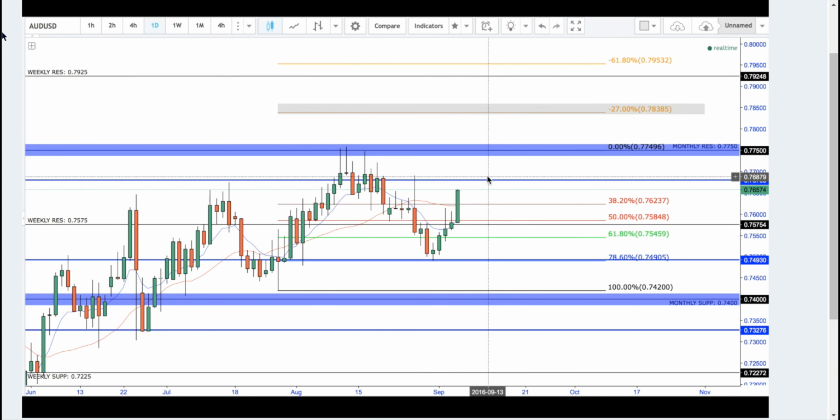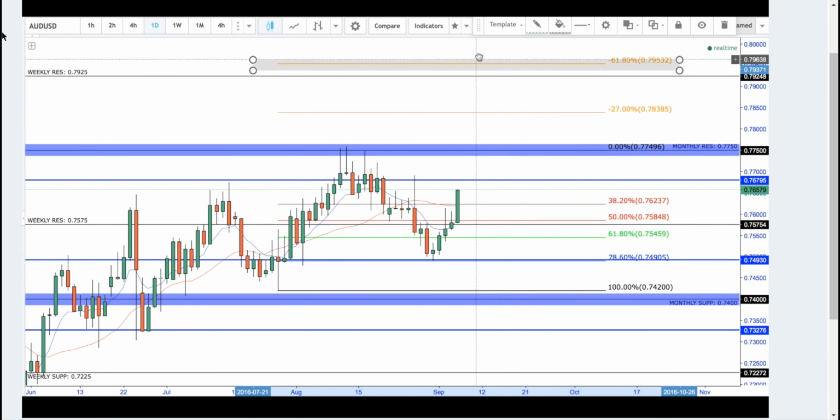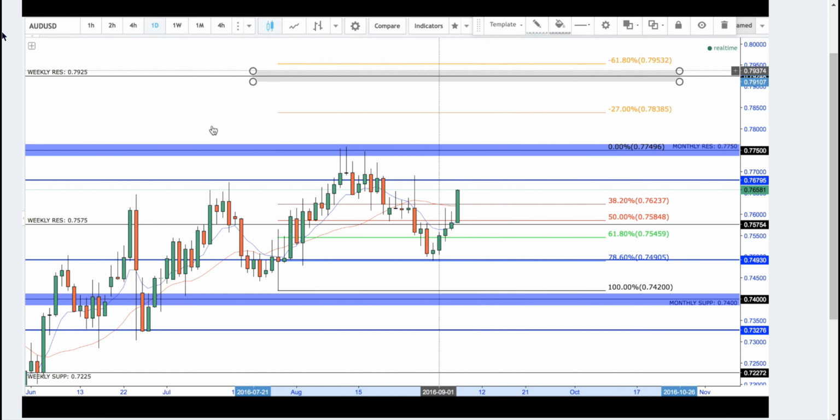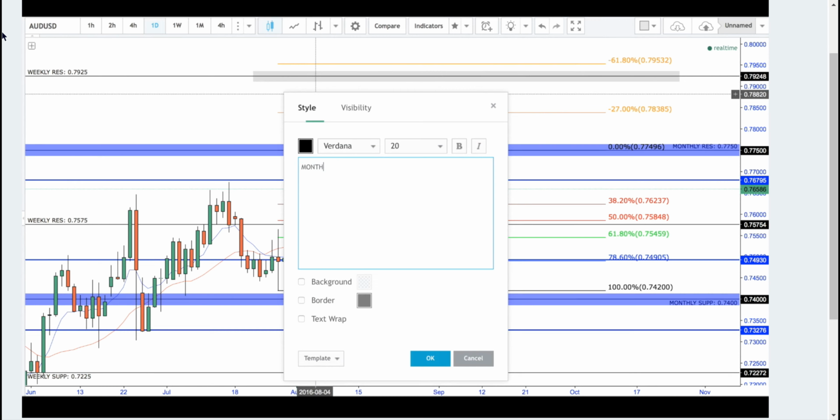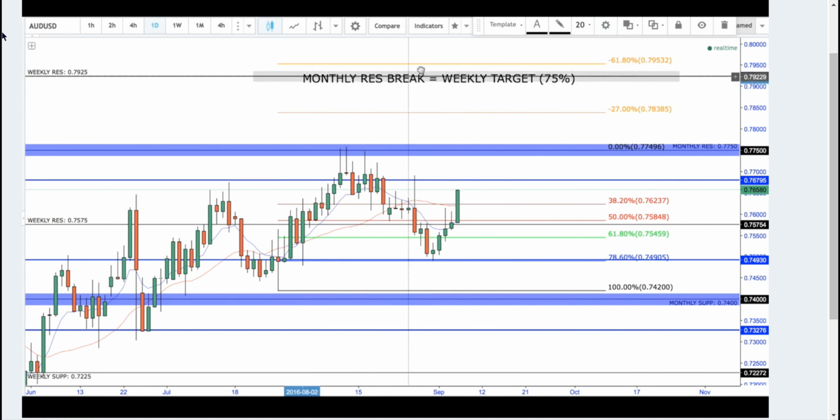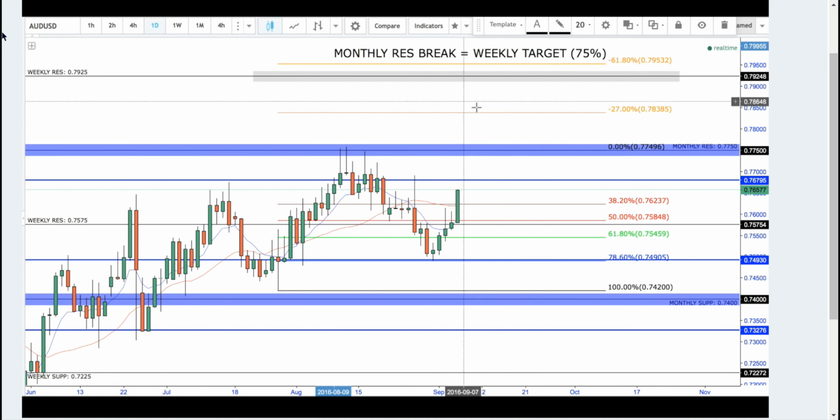So we have two factors, weekly and a daily, that are now telling us Aussie dollar is respecting Fibonacci, and we have potentials for targets 1 here, and then as you can see the 61.8 target 2 is just above our weekly resistance anyway. So what we have here is monthly. Okay, just there, and we also have the fibs coming into alignment with that.